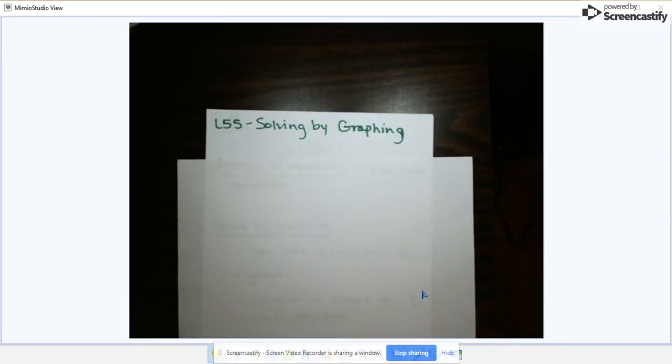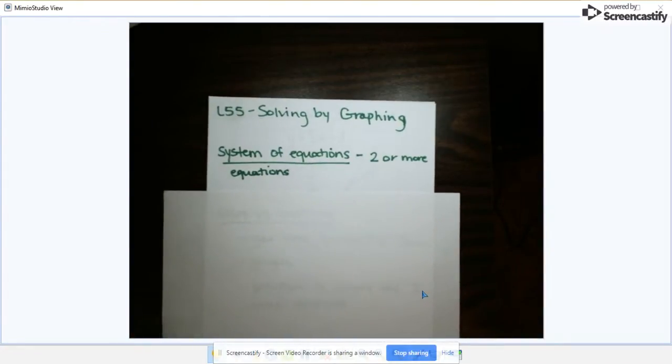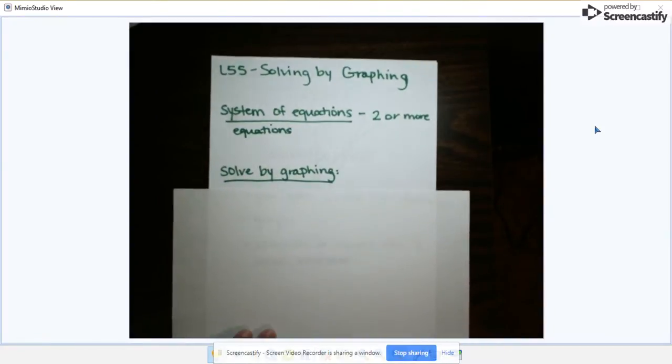So today we're going to look at solving a system of equations by graphing. So we'll start with a definition of system of equations. A system of equations is when you have two or more equations that has an x and a y in it. So here are our steps for graphing.